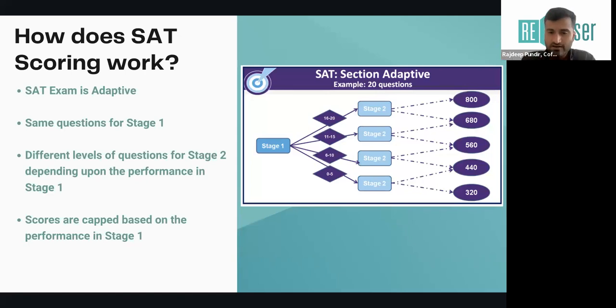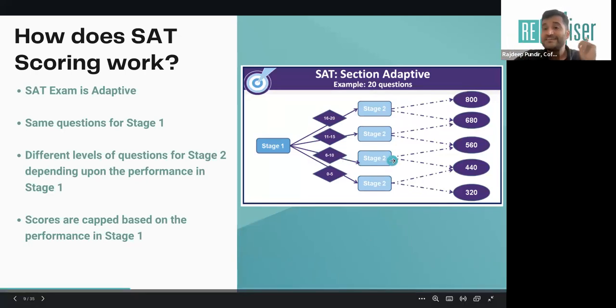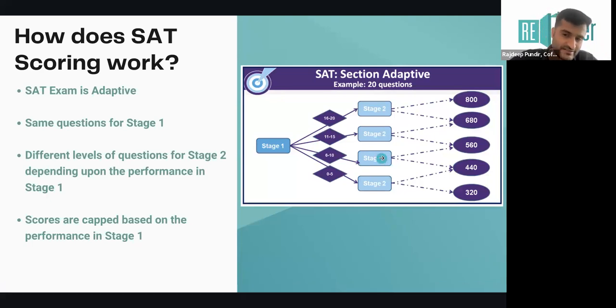However, let's say I have done an exam and I've not done really well, let's say I got 9 out of 20, that means I fall in this basket. My stage 2 paper is easier. Though it is easier, at the same time, my upper and lower limit for my final score is also predefined. Now, the lowest that I can get is 440. The maximum that I can get is 560, right?